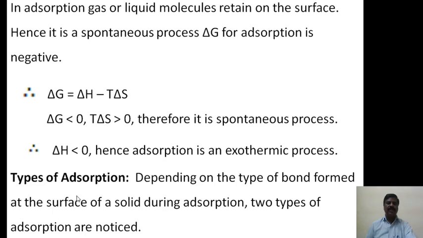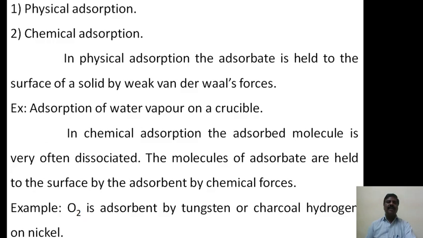Then coming to the types of adsorption. Depending on the type of bond formed at the surface of the solid during adsorption, adsorption is of two types. One is called physical adsorption, and the other is called chemical adsorption.